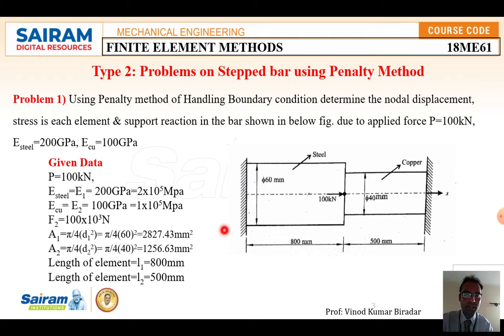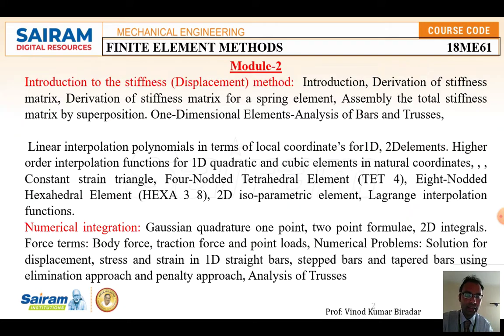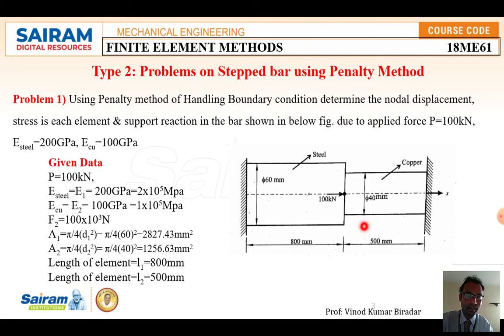Observe the diagram: it is made up of two elements. The first element is made of steel and the second element is made of copper. The first element diameter is 60 and the second element diameter is 40, so one is larger and the other smaller. Exactly at the middle, node 2, the force of 100 kilonewton is acting. The length of the first element is 800 and the length of the second element is 500 mm. Node 1 and node 3 are fixed. You have to calculate the nodal displacement. This is the diagram explanation.